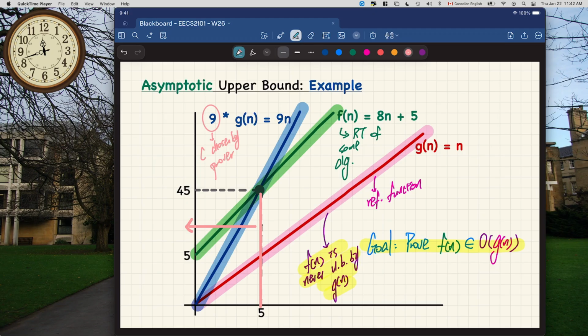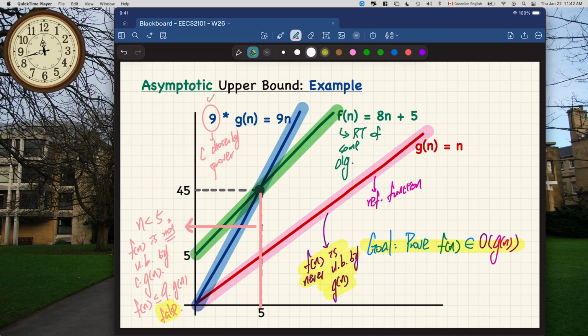So to its left, I want to say, when n is strictly less than 5, f of n is not upper bounded by c times g of n. More precisely, f of n less than or equal to 9 times g of n is always false. Upper bound effect simply doesn't occur, not just yet.